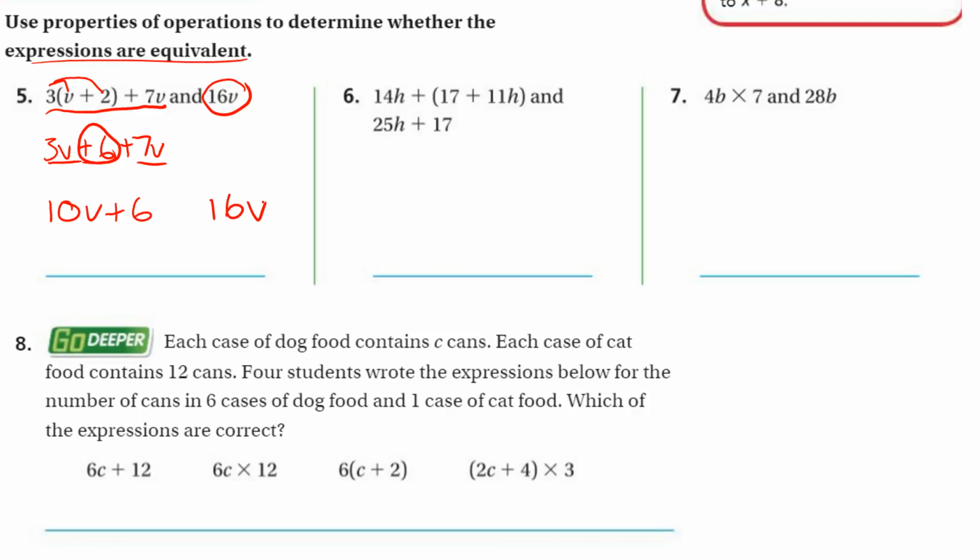Okay, let's grab 2. So if I plug in 2 here, that would be 10 times 2 plus 6. 10 times 2 is 20, plus 6 equals 26. And if I plug in 2 here, that means 16 times 2, which is 32. 32 and 26 are not equal, so these two expressions are, drum roll please, not equivalent.